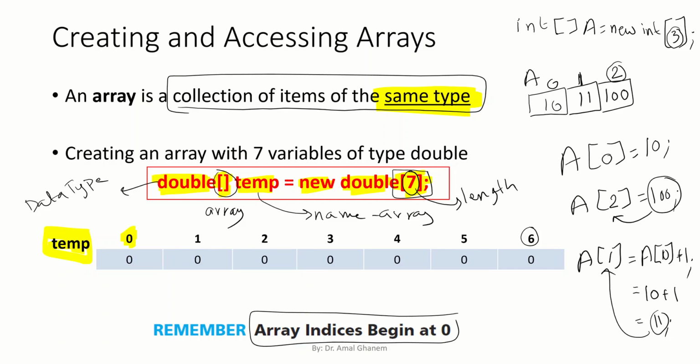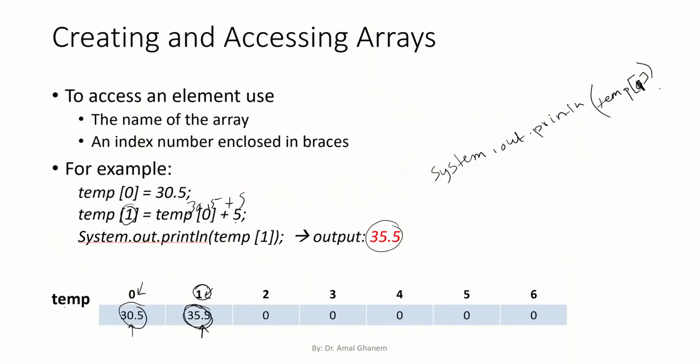And then we can do the manipulation of the elements. If I need to access the elements individually, I have to go one by one, just by saying the name of the array, brackets, which location. So temp bracket 0 means the element inside location 0. Temp location 1 means the element inside 1. Also, if you need to do output, you have to do system.out.println, and you have to mention the array and in which location. So this is how to create an array and how to access the elements.